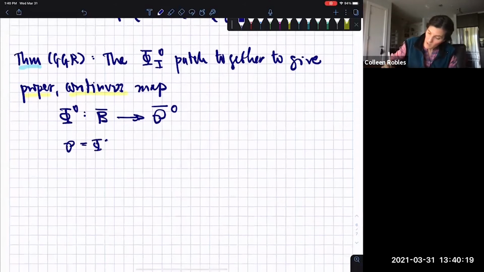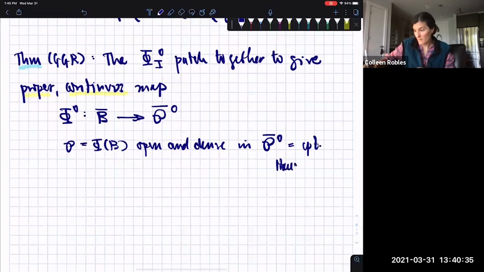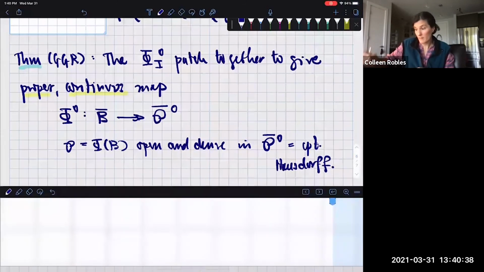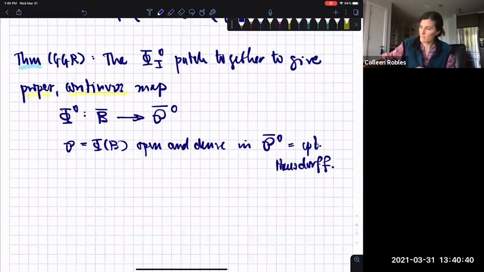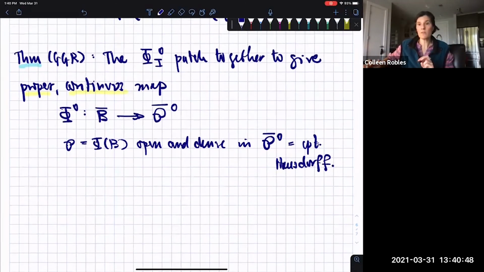If I denote the image of the period map by B, then this is open and dense in this P bar hat, which right now is just compact and Hausdorff and stratified by analytic varieties, but compact and Hausdorff. Okay. So two things go into the proof. So the real problem is to get Hausdorff, and then everything else more or less follows.